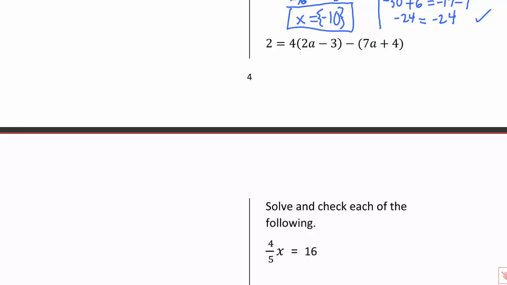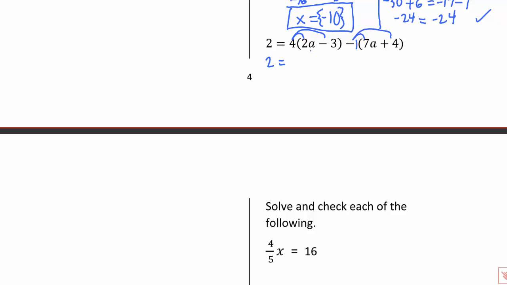Now in this video we're going to solve 2 equals 4 times (2a minus 3) minus (7a plus 4). Now, in order to do this problem, we're going to have to simplify both sides. So to simplify both sides, the left-hand side is already simplified, so it's just 2. The right-hand side, however, we're going to have to distribute the 4 here and distribute the understood negative 1 here.